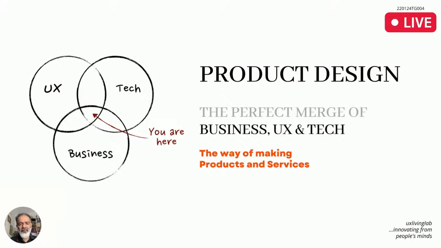What is product design? It's a perfect merge of business, UX, and tech. So product design should contain the business strategies, which transform to the product strategies. Also, it should include UX, that is user experience, that is the voice of customer, and technology. So a perfect merge of business, UX, and tech will give a good product design. So this is the way of making product and services for any company or any product.